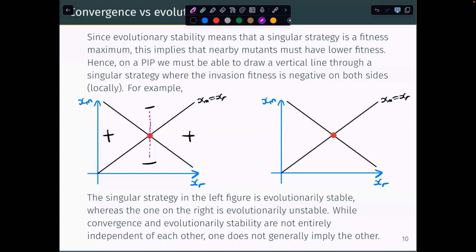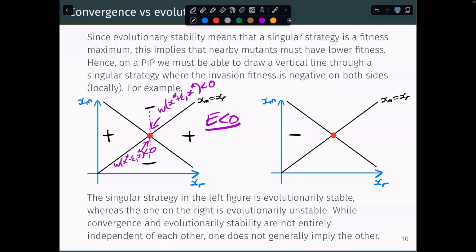If so, that means that taking a small step to increase your trait value or decrease your trait value is always going to give you lower fitness. Therefore, it has to be uninvadable locally. In other words, if you look here, think about our W of X star plus epsilon for some small epsilon. This is going to be negative. And on this side here, W of X star minus epsilon is again going to be negative. This gives you evolutionary stability. E is less than 0.